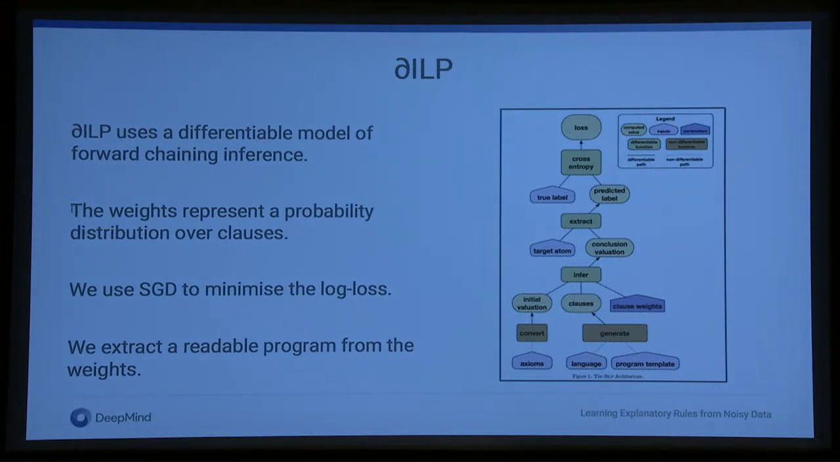Okay, so we start off with some background axioms. We convert them into an initial valuation. We also generate a large set of clauses, and for each clause we have an associated clause weight, indicating how likely it is that that clause appears in our program. Then we do our inference over these clauses to deduce the consequences, a differentiable model of forward chaining inference. This is where all the heavy lifting takes place. Then we extract some conclusions, look at the specific atoms that we're interested in, and compare these predicted labels with our true labels to get the cross entropy loss. Because this path is differentiable, we can backpropagate, modifying our clause weights. We keep doing that until it converges, and then we're able to extract a readable program from this, if it converges to a low entropy solution.